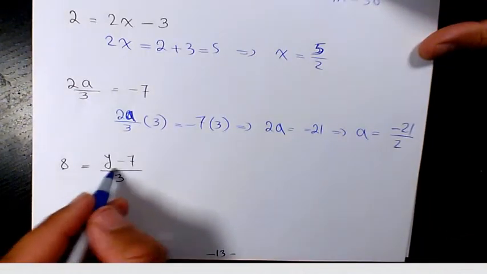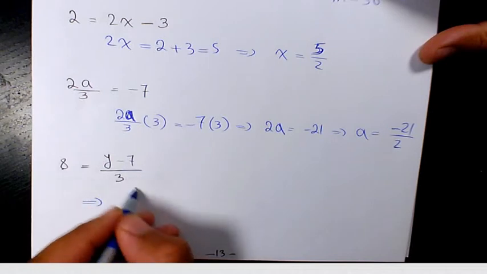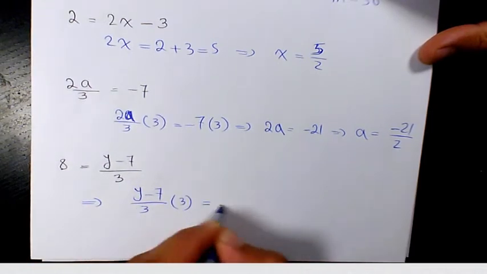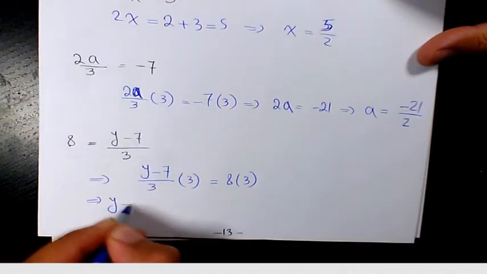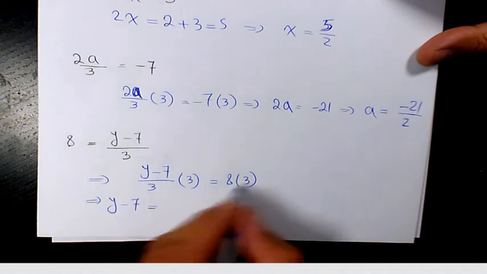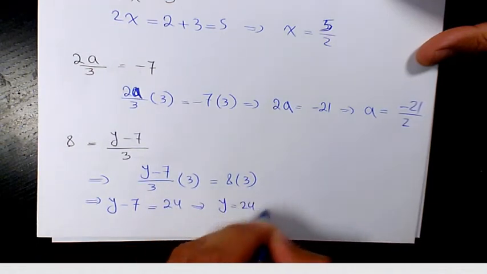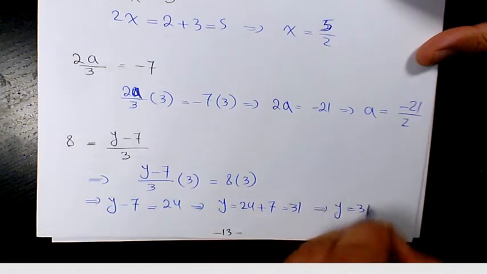8 equals to y minus 7 divided by 3. So what I need to do, I need to multiply both sides by 3 in order to get rid of the denominator. So that therefore is going to be y minus 7. 3 and 3 cancel out. 8 times 3 is going to be 24. So y will be 24 plus 7, which will be 31. So y will be equal to 31.